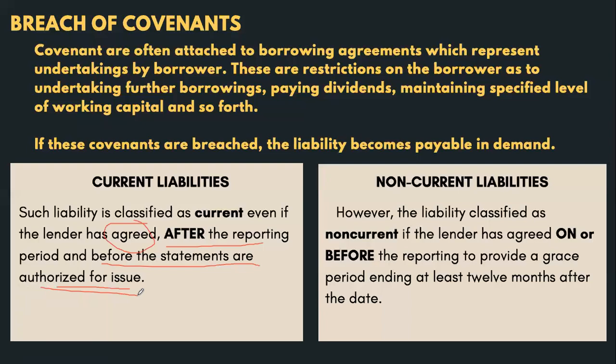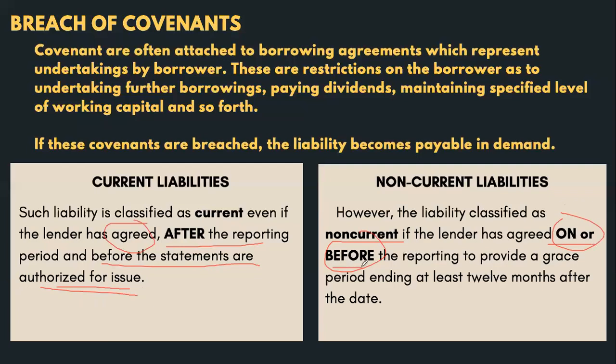So therefore, because they agreed only after, at the end of the year, because your liability is payable on demand because you breached the covenant, it is automatically a current liability because it is payable on demand. But can it be classified, sir, as a non-current liability? Yes, it can. However, the liability is classified as non-current if the lender has agreed on or before the reporting period to a grace period ending at least 12 months after that date. So, sir, what does that mean?